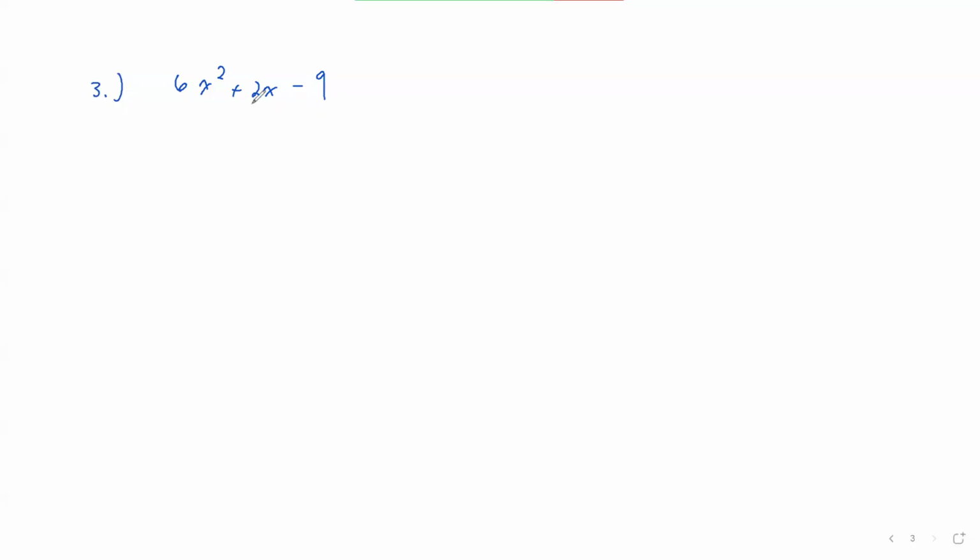This one had an x. This had an x squared. How many x's does this one have? There are no x's there. So they have no x's in common either. So no number and no x means it's not factorable.